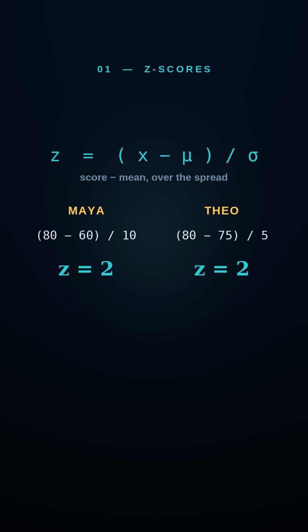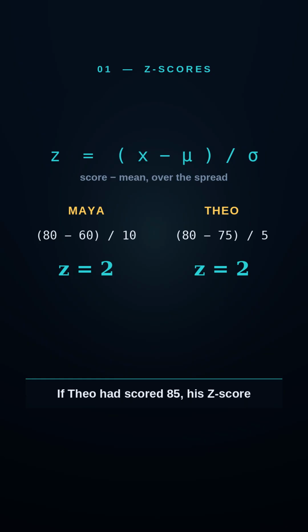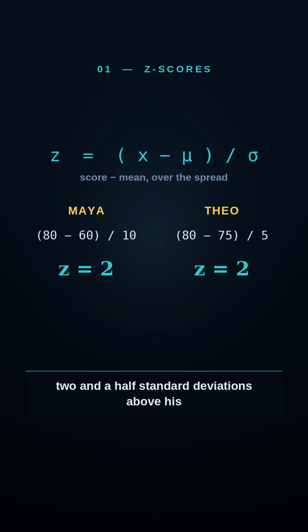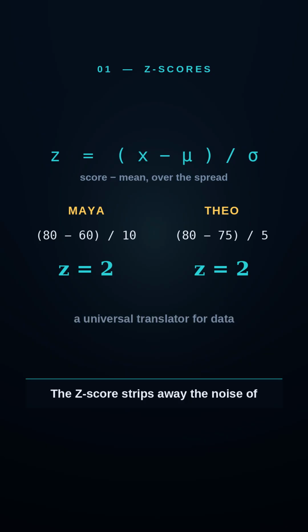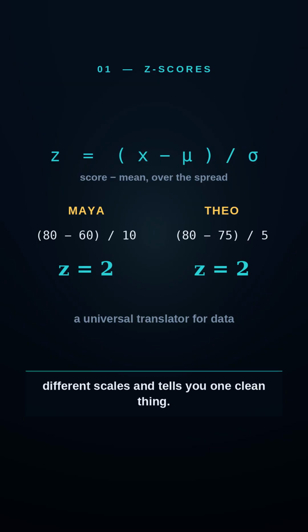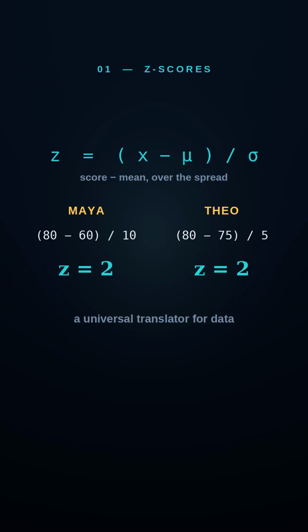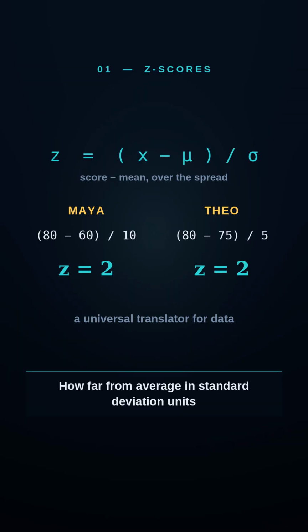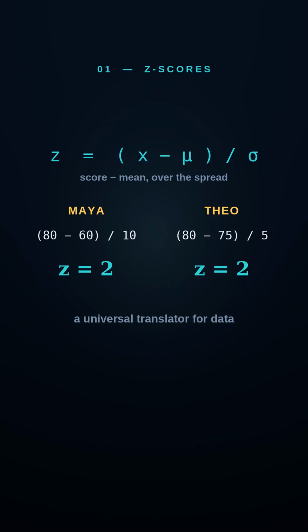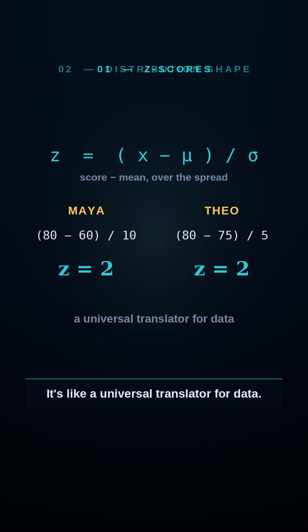But here's the power. If Theo had scored 85, his z-score would be a 2.5, meaning he sat 2.5 standard deviations above his class average. The z-score strips away the noise of different scales and tells you one clean thing. How far from average in standard deviation units is this value? It's like a universal translator for data.